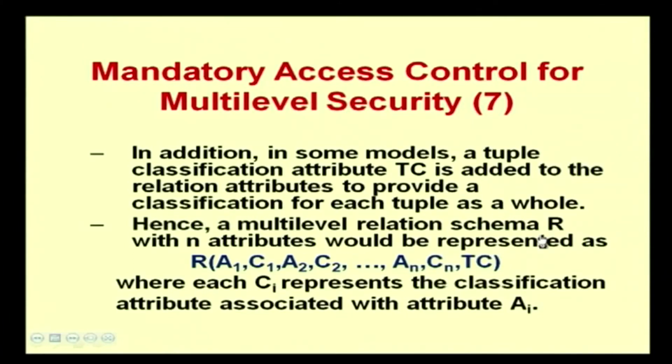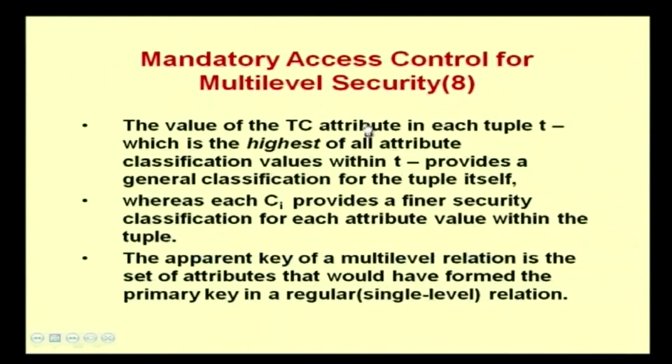Hence, a multi-level relation schema R with n attributes could be represented as A1 C1, A2 C2, ..., An Cn and TC, where each Ci represents a classification attribute associated with the attribute Ai. The value of the TC attribute in each tuple t, which is the highest of all attribute classifications within that tuple, provides a general classification of the tuple itself, whereas each Ci provides a finer security classification for each attribute within the tuple.